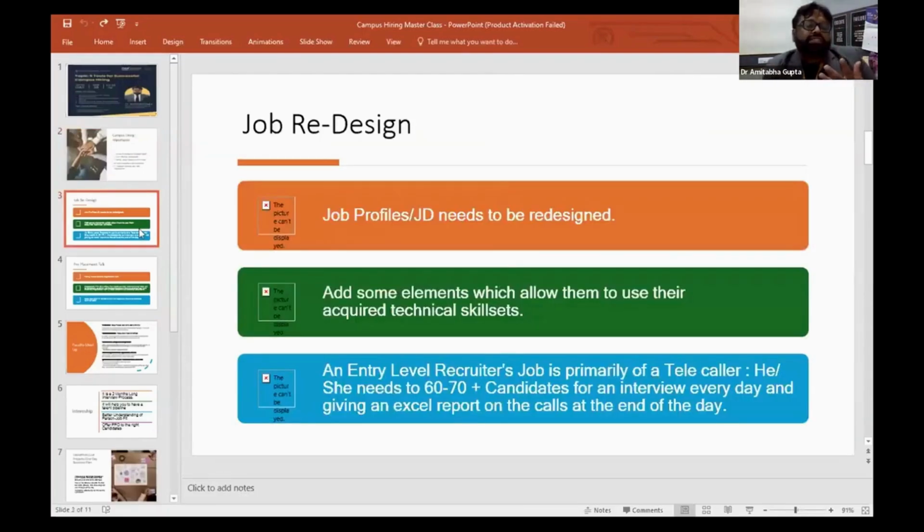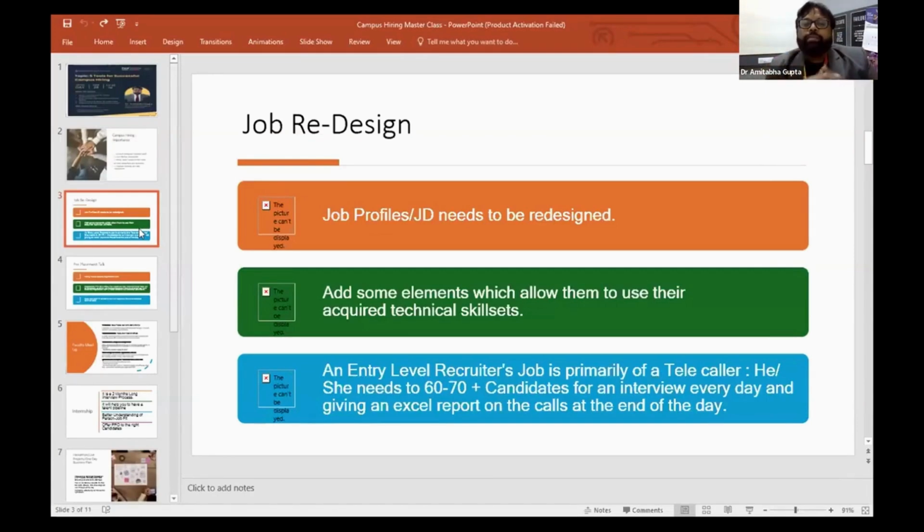So the first point that I would like to discuss is job redesign. Because we have talked about it, we know what job design is, including job description and specification. But sometimes, because in the last session Silva was discussing the Gen Zs and the present generation, through campus hiring we are going to hire the present generation only. So they have a different set of expectations. It is not only about the salary, it is about the job profile.